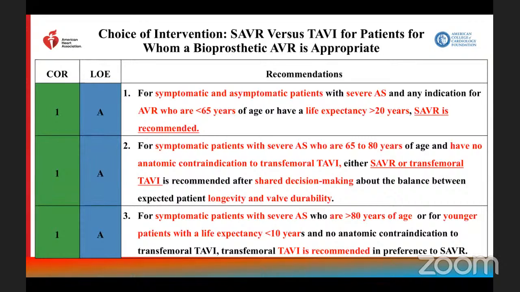For symptomatic patients with severe aortic stenosis who are 65 to 80 years of age and have no anatomic contraindication to TAVI, either surgical AVR or TAVI is recommended after shared decision-making about the balance between expected patient longevity and valve durability. And this is a class 1A. For symptomatic patients with severe aortic stenosis who are more than 80 years of age, or for younger patients with a life expectancy less than 10 years and no anatomic contraindication to TAVI, TAVI is recommended in preference to surgical AVR. It's a class 1A.